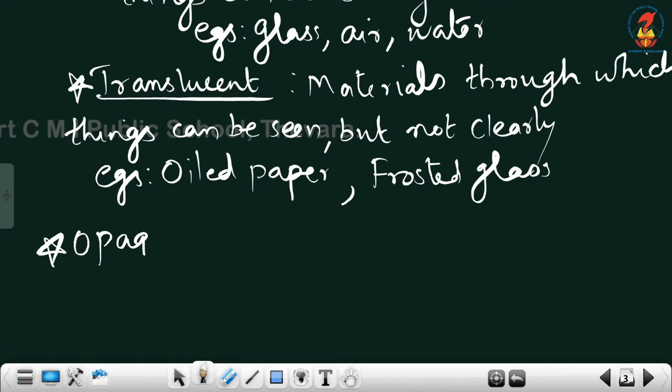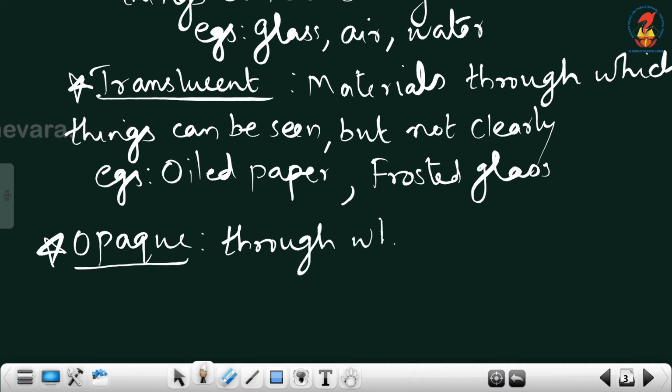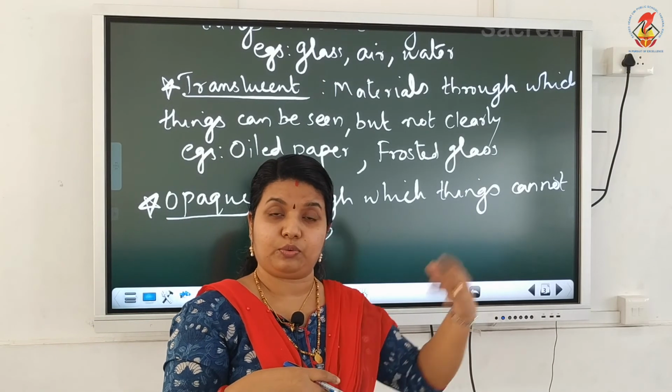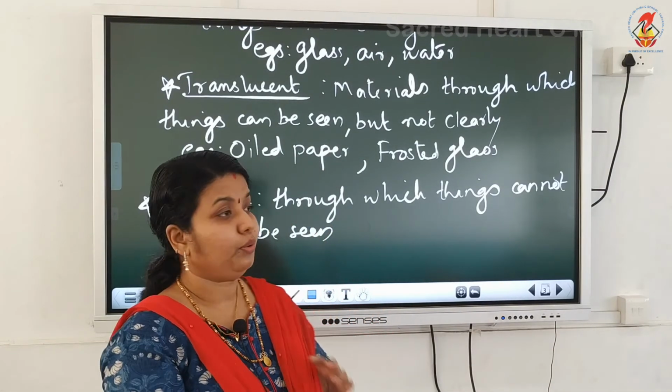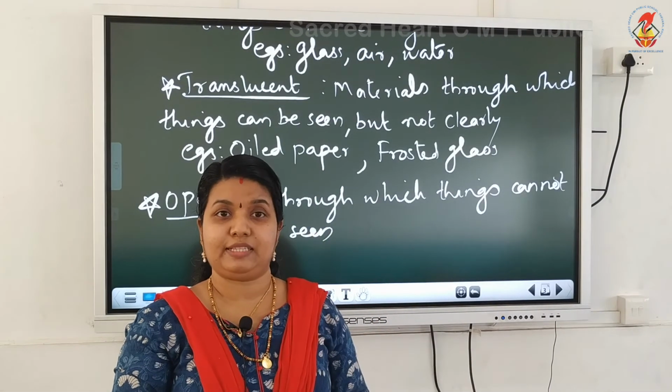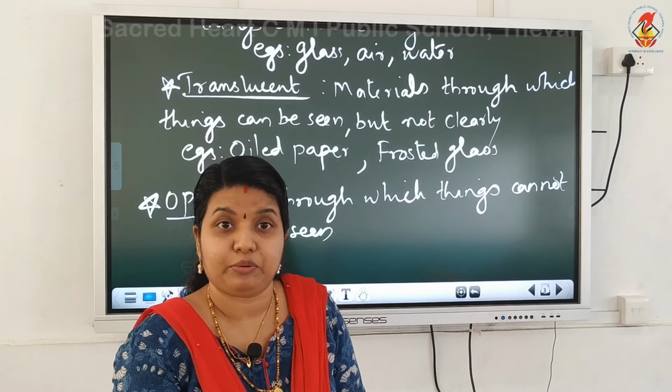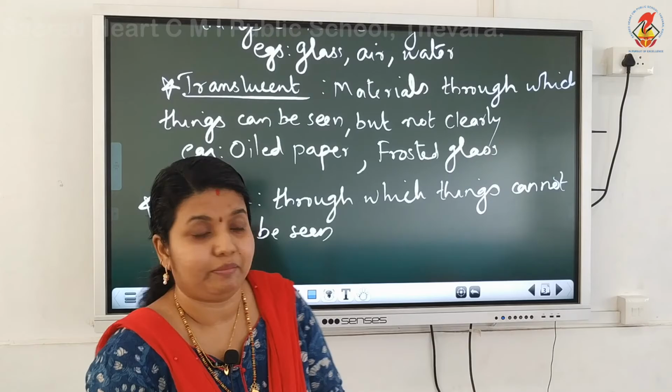opaque. Opaque materials are materials through which things cannot be seen. So, if you are looking through a glass door, a wooden door, can you see who is standing outside? No. So, materials through which things cannot be seen are known as opaque materials.